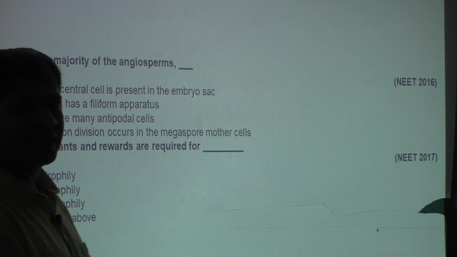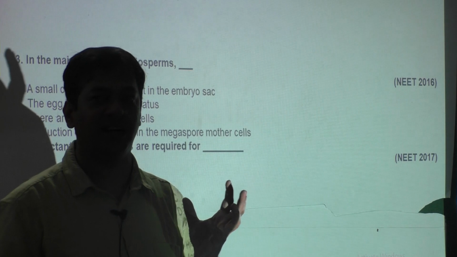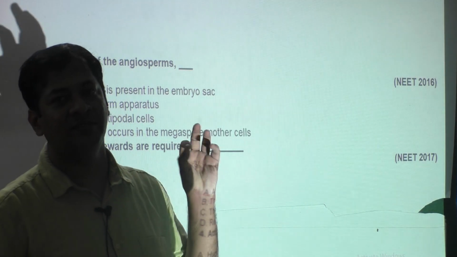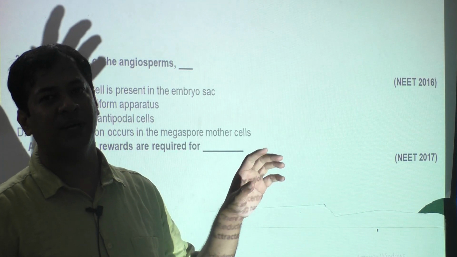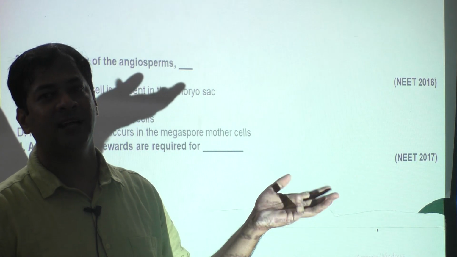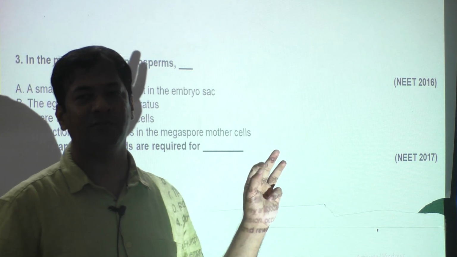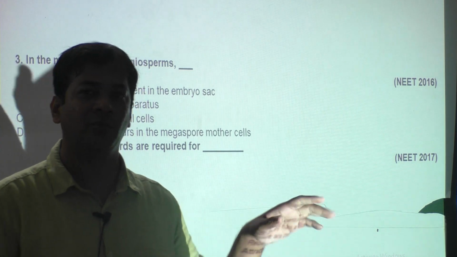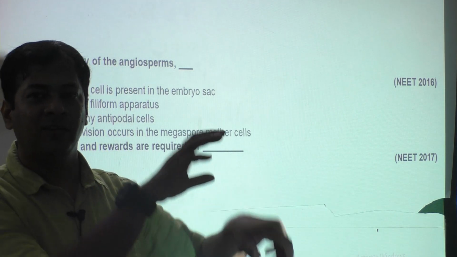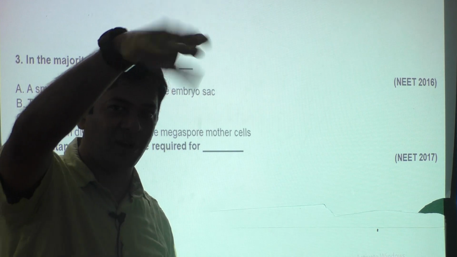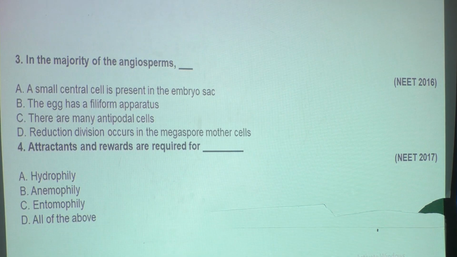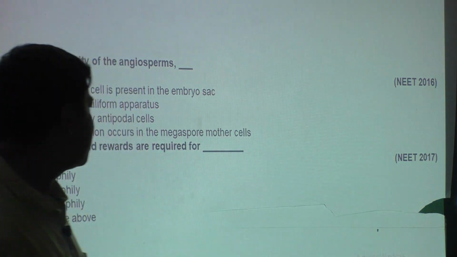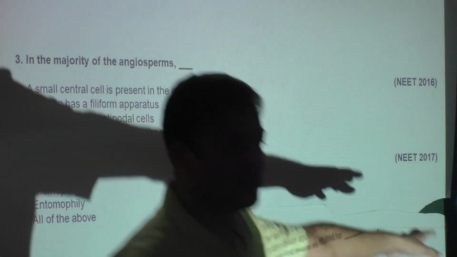You know that insects will get attracted to colorful flowers. Okay, when insects visit a flower, what is the prize or reward the flower gives? Nectar. Nectar is a sweet fluid. Okay, and along with that it gives pollen grains also. Pollen grains will be stuck on their body. When they go to the next flower, the pollen grain will fall on the stigma. Okay, then pollination occurs. This is a question asked in NEET 2017.